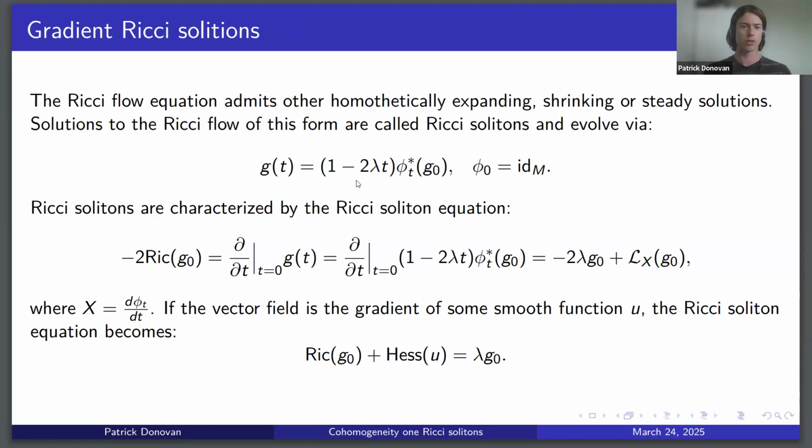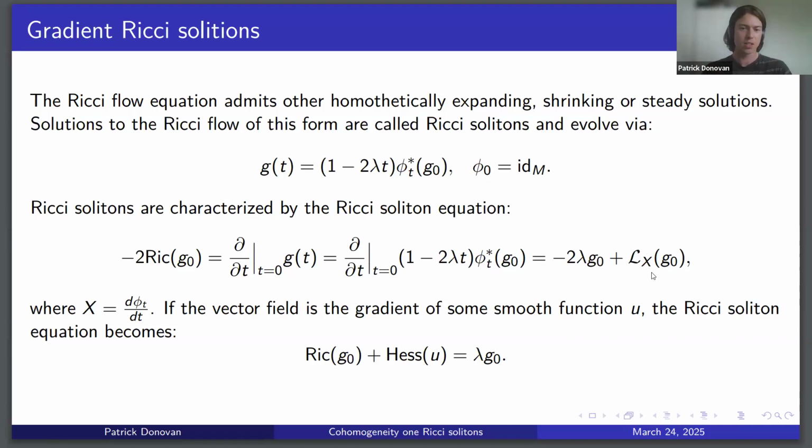Okay, so the Ricci flow admits other homothetically expanding, shrinking, or steady solutions. These are exactly the Ricci solitons. So suppose I have a solution to Ricci flow, a symmetric tensor, and it evolves simply by rescaling and the pullback of some diffeomorphism that changes smoothly in time and starts as the identity. If I differentiate this equation in time, at time 0, I get this equation with my Ricci curvature and negative, and this term on my right with a Lie derivative.